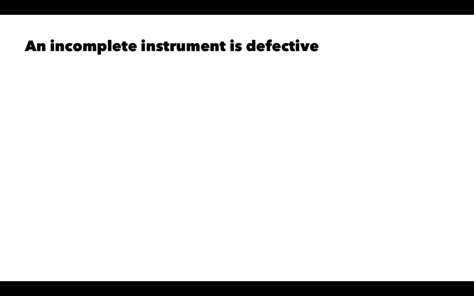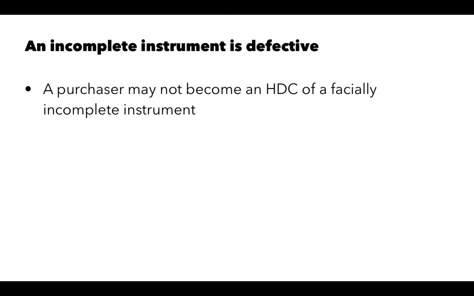An incomplete instrument is defective. A purchaser may not become a holder in due course, an HDC, of a facially incomplete instrument if there are elements lacking on the instrument. For example, if the amount is not filled in, then you cannot claim to be a holder in due course where there are serious questions lacking.